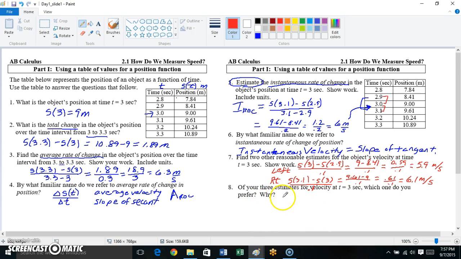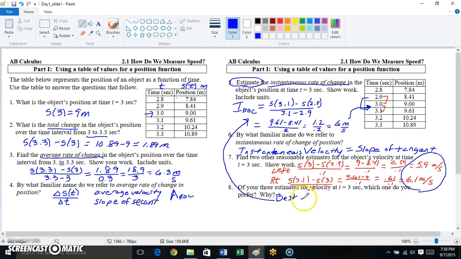So which one do we like the best? All right, our best estimate uses an interval surrounding 3, s of 3. So we really like this as the best. All right, but notice if we actually average the left and right hand estimates, we'll end up with an average of 6 meters per second.